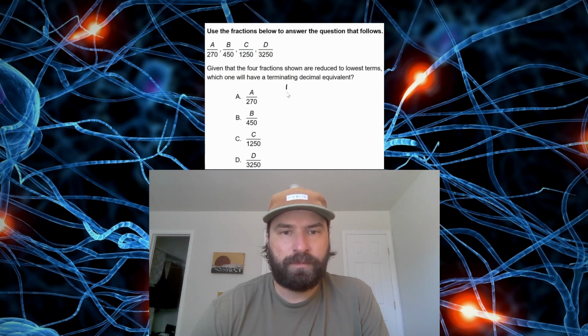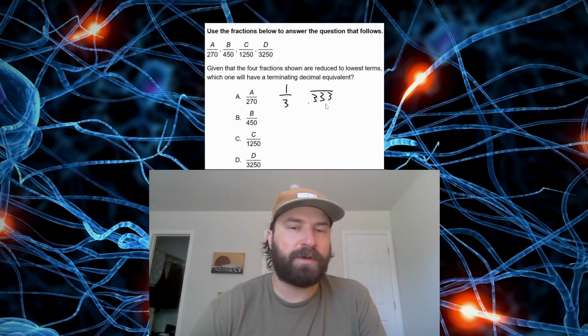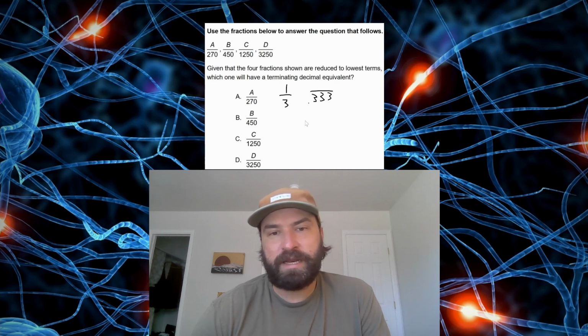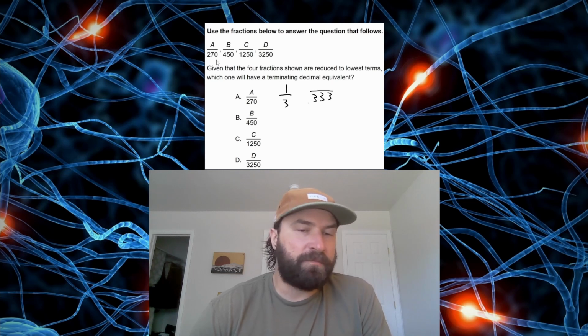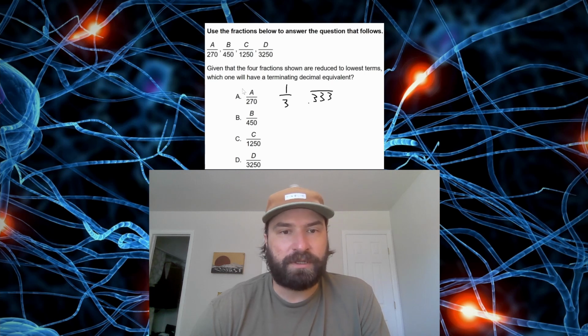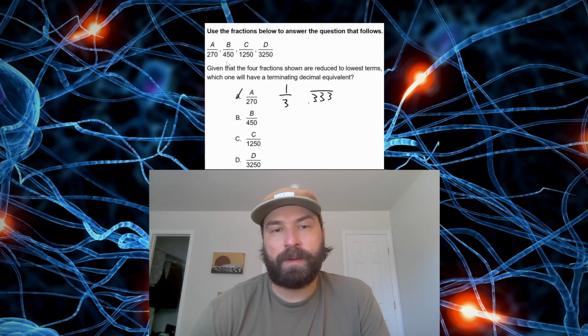So I think probably the most recognizable one, I think most people probably know that 1/3 is 0.333 repeating, right? So that is not a terminating decimal. Any denominator that has a 3 in it has the possibility of being a repeating decimal. So if any of these numbers are divisible by 3, we can immediately eliminate them. I can immediately tell that 270 is divisible by 3 because 27 is divisible by 3. So I'm going to just eliminate A right off the bat. 450 is the same thing because 45 is divisible by 9, which is also divisible by 3. So 450 is divisible by 3. So I'm going to eliminate A and B immediately.